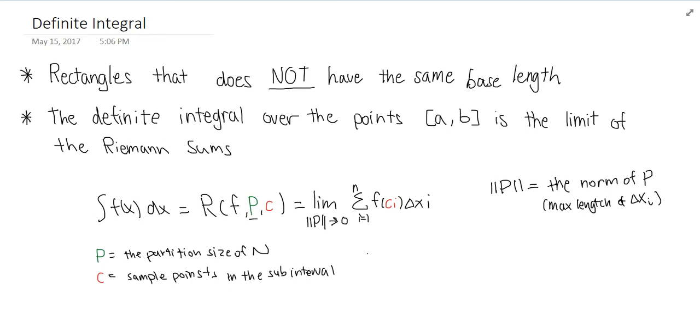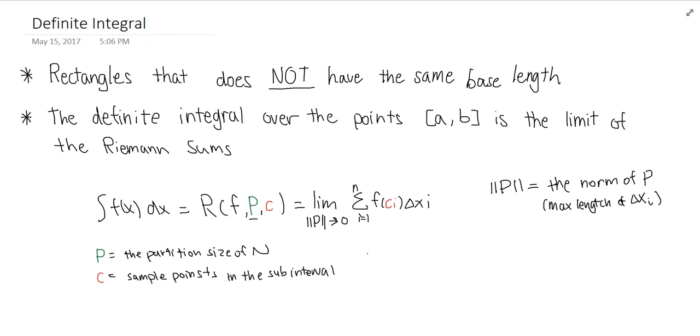Definite integral. The definite integral is important because it can be used to calculate the area under a curve. It uses rectangles that do not have the same base length to calculate the area under a curve. So recall when we used the right point, left point, and midpoint formulas to calculate the area under a curve using rectangles that have the same base length, that is, equal delta x. Now, these requirements can be relaxed, and we can use rectangles that have different delta x's.